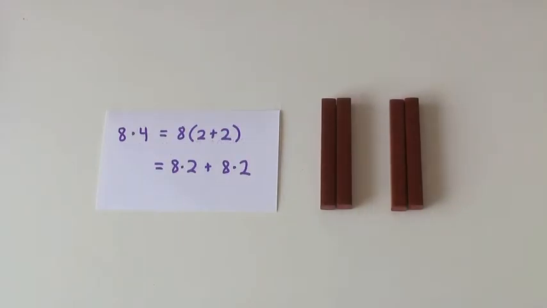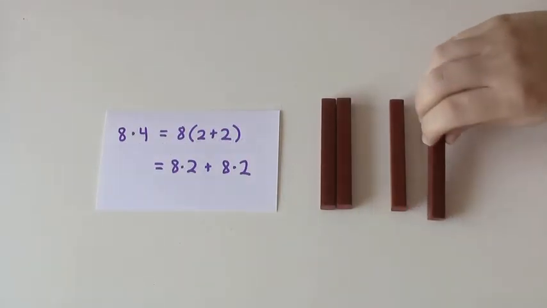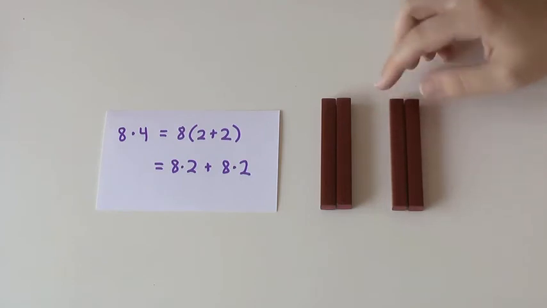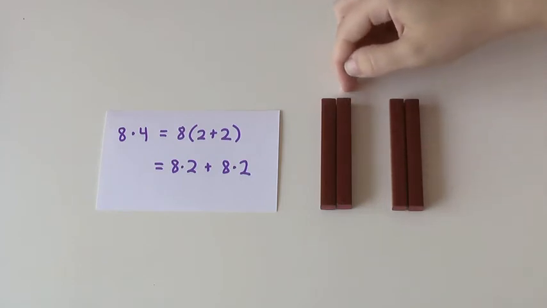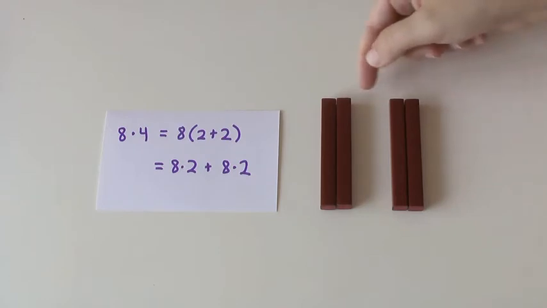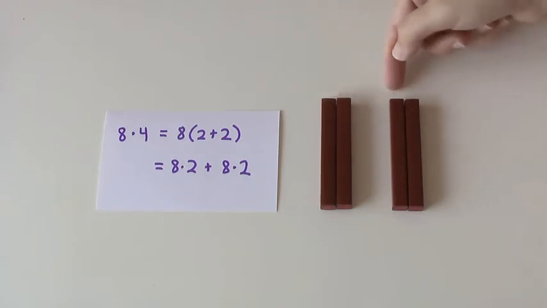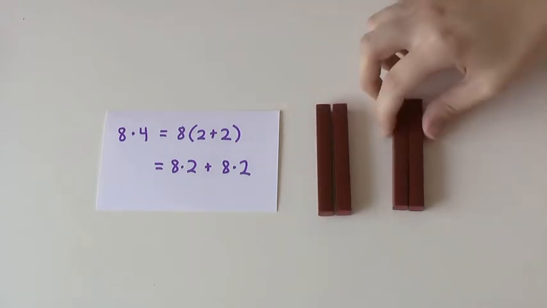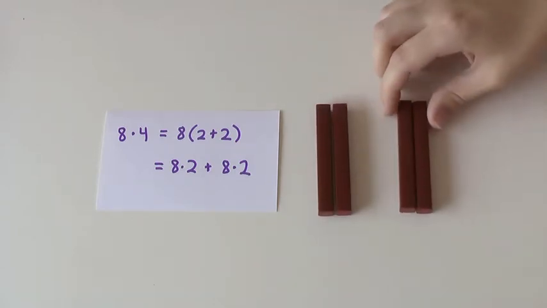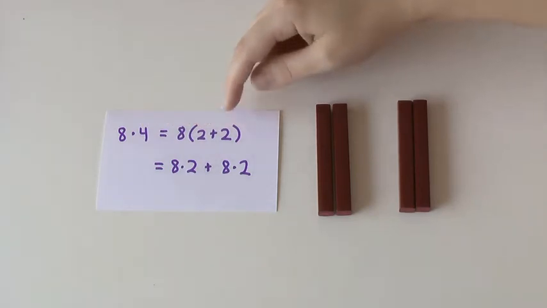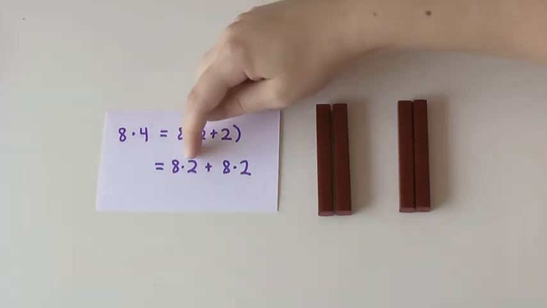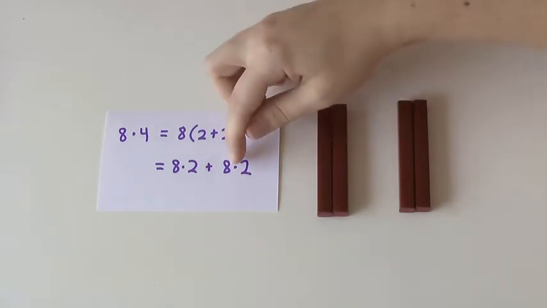All right, so here we have 4 of the 8 rod. 4 times 8 or 8 times 4. I separated it into 2 plus 2 over here. So instead of 4 altogether, we have 2 and 2. And so then we have 8 times 2 and 8 times 2. And that's exactly what happened here. Here's the breaking the 4 into 2 plus 2, and 8 times 2 right here, plus 8 times 2 right here.